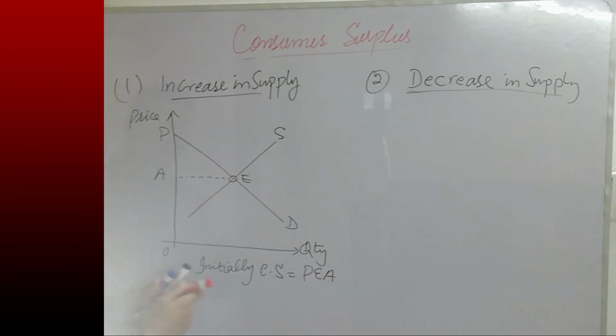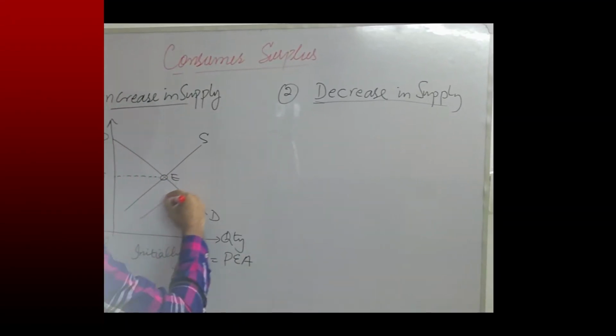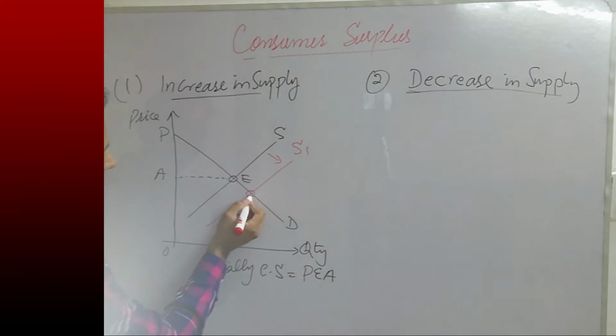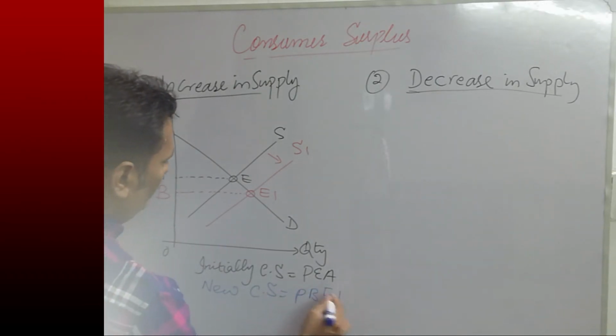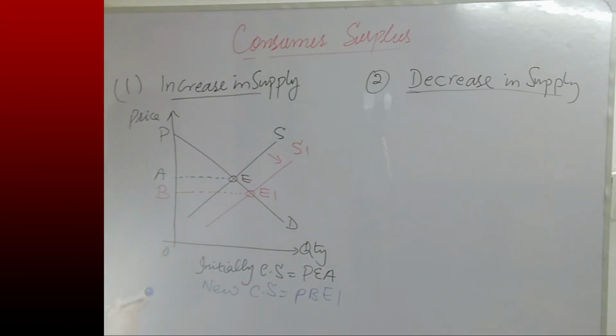Now if there is increase in supply then as a basic principle the supply curve should shift to the right. So the new supply curve is S1 and the new equilibrium will take place at E1, and the new price the consumer will pay is let's say B. After the change in supply, consumer surplus has changed. So the new consumer surplus is equal to PBE1, and we can see that consumer surplus has increased by this much area, and this area is technically known as trapezium.